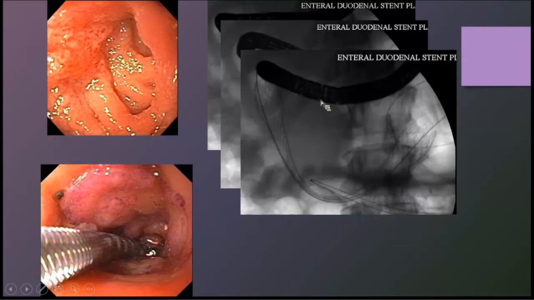Then you can now see the stent that's open. So you see a mesh here. There's an open mesh here. It gets very tight in the middle where the obstruction is. And the mesh is opening in here. Again, in the duodenum, you don't need a huge lumen. This expands over 24 hours.